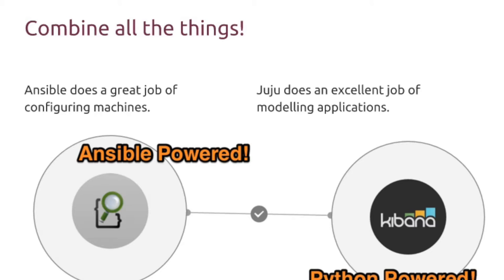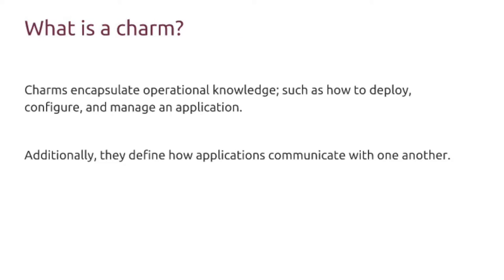We know that Ansible does a great job of configuring the machines. We know that Juju does an excellent job of modeling these. So they can interop and they can work, and you don't necessarily have to know all the innards of that particular configuration management toolkit in order to consume it. So before we really look at how this integration works, we have to understand a few primitives. We have to understand what a charm is and what its intent is.